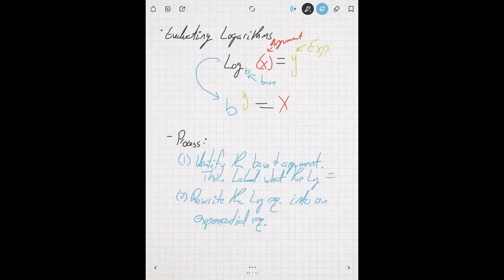So we can put that as our final step. Besides rewriting the logarithmic equation into an exponential equation, we're going to want to use our knowledge of exponents to solve for the exponent. So let's try the next few problems.